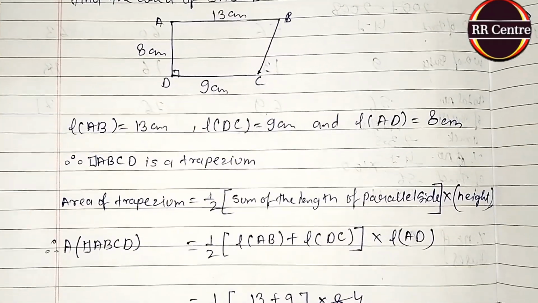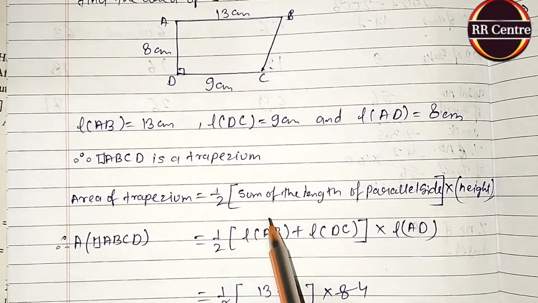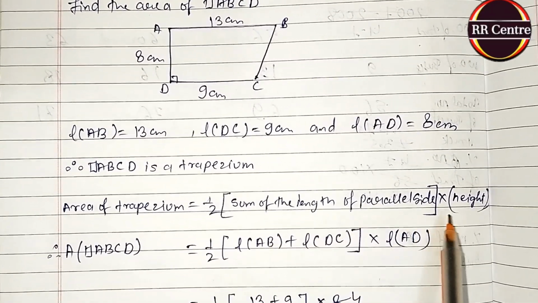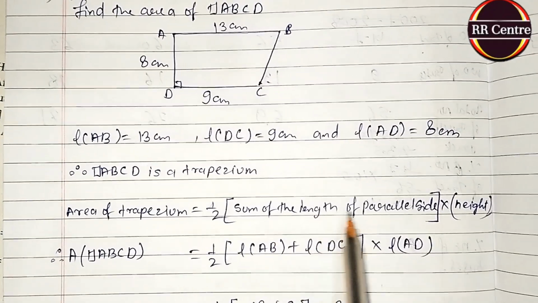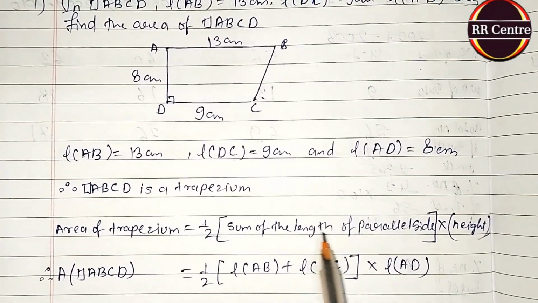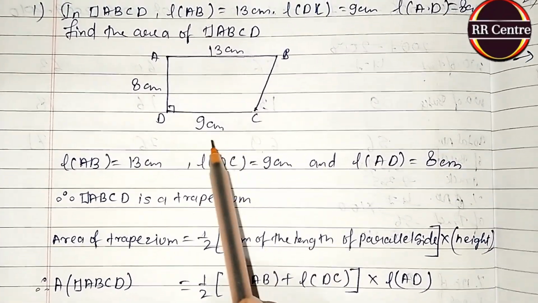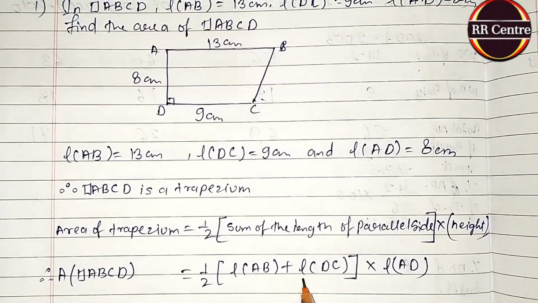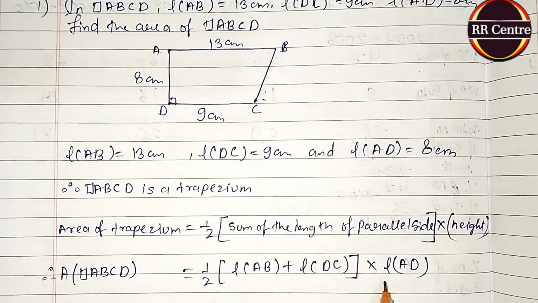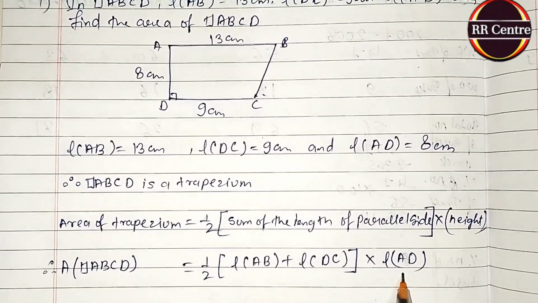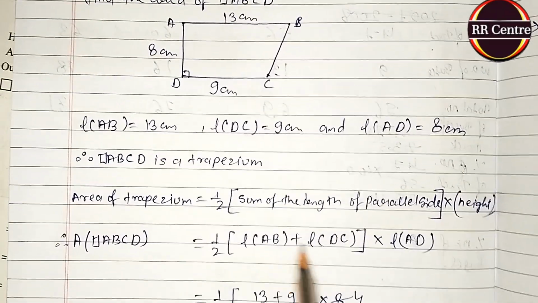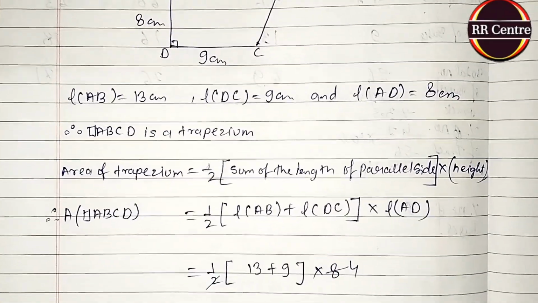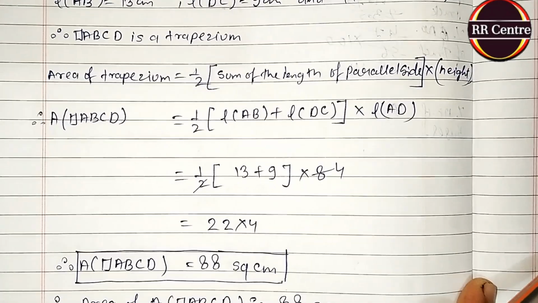So first one, now area of trapezium is equal to 1 upon 2 sum of the length of parallel side into height. Now sum of the length of parallel side. So this one and this one both are the parallel side. So length of AB plus length of DC and multiply length of AD is equal to height. Now AB and DC is equal to 13 plus 9, then multiply by 8.